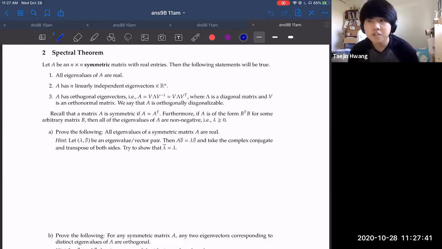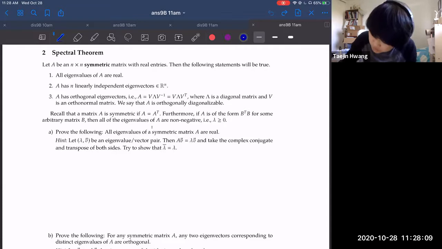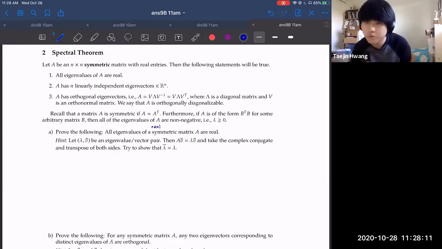We'll start with the first fact of the spectral theorem. So we're going to prove bits and pieces of the spectral theorem. We're not going to prove everything. I think the hardest thing to prove is really this last fact here, and we're not going to prove that. But we will prove that the eigenvalues are real. So I'll give everyone some time to work on this. And in the first part, we're asked to show that the eigenvalues of a real symmetric matrix are real.